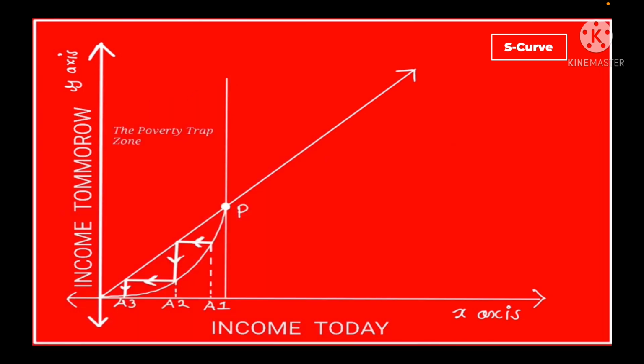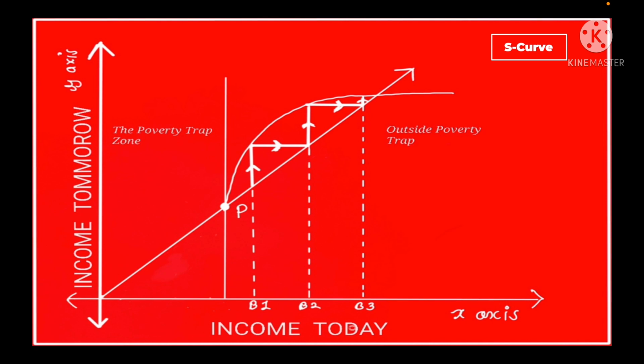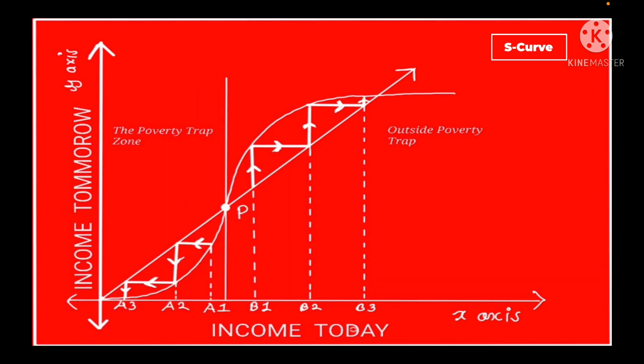The individual is trapped in the poverty zone if his present income is less than that at point P. Their income may increase, but it will fall back again. That is, the individual is trapped in a poverty zone. But if the present income of an individual is pushed beyond the point P, they get out of the poverty trap zone. Most of the schemes that are in action presently fail to push people beyond this point P and hence in the long term fail to eradicate poverty.